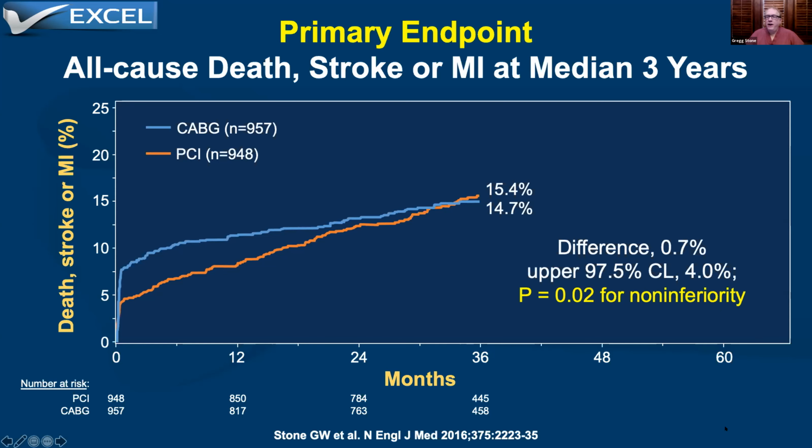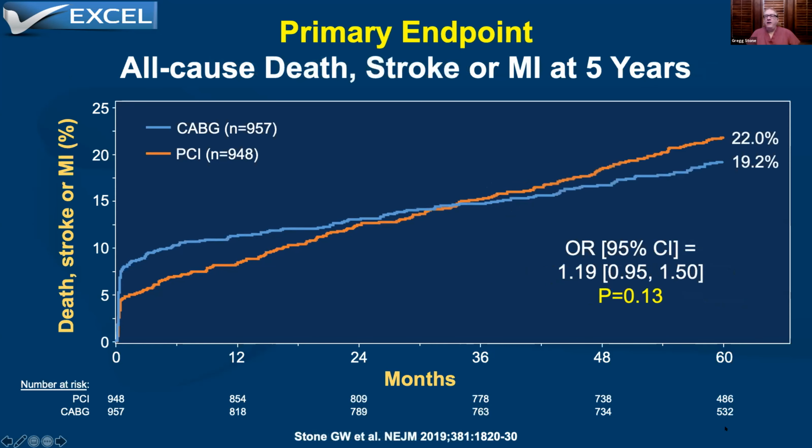Now, we followed the patients out for 5 years, and this is the overall results at 5 years. And again, this is a hypothesis generating endpoint. We had no power analysis and no hypothesis at 5 years. You could see an event rate of 22 versus 19.2. You could see the odds ratio of 1.19. The exploratory p-value was not significant.